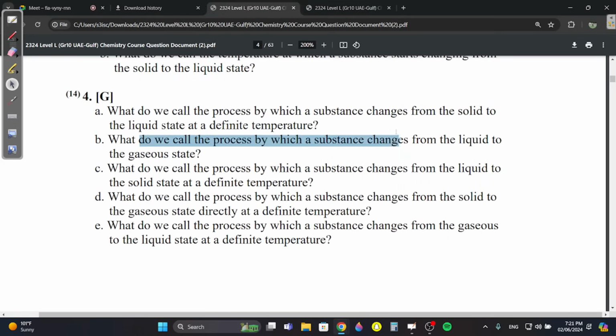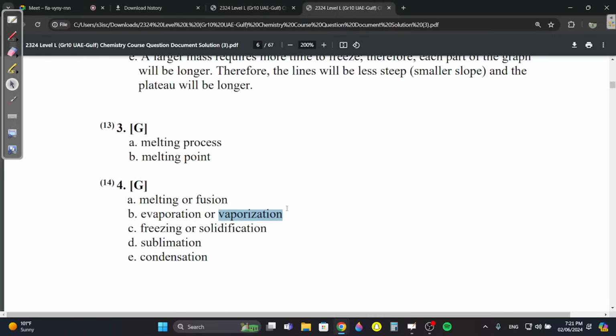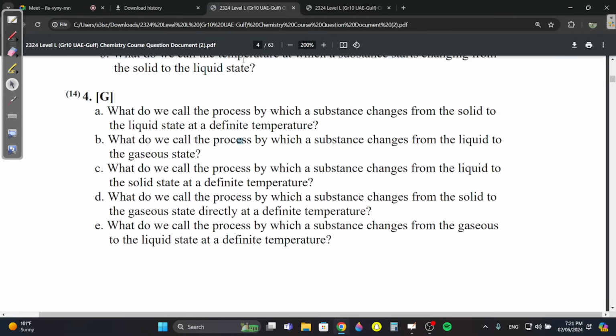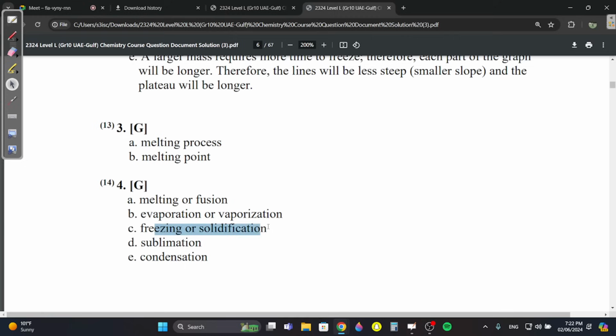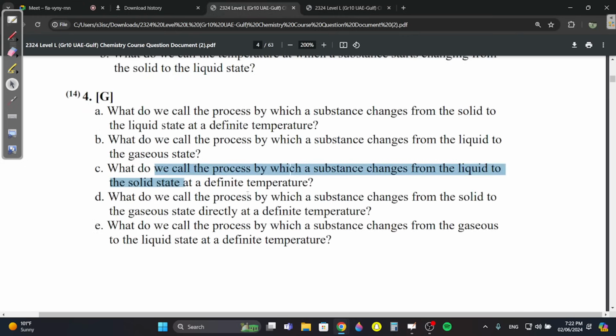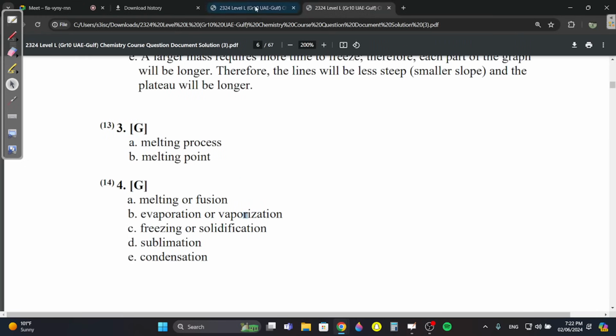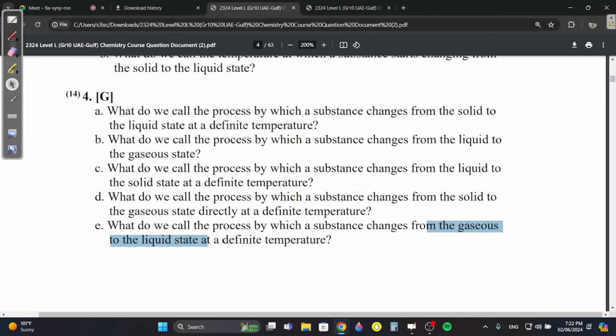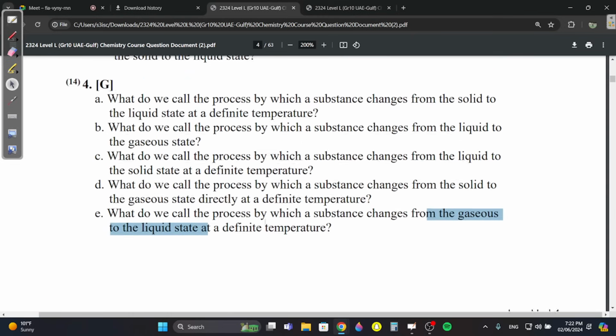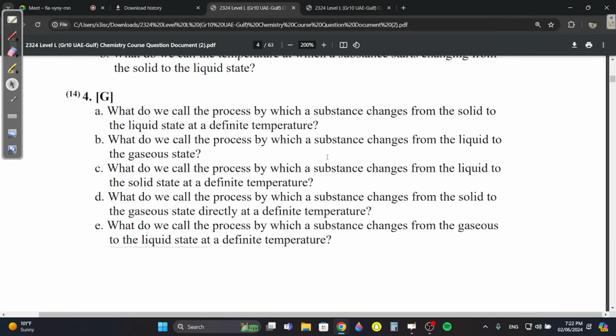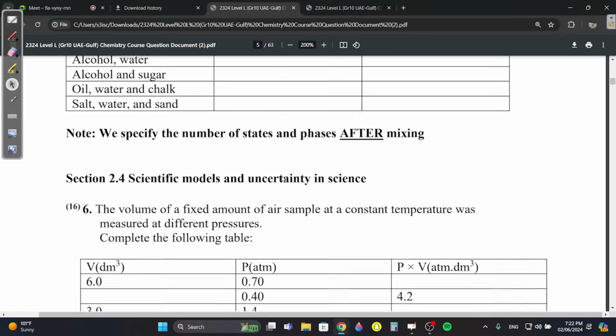What do we call the process by which a substance changes from liquid to gas? Obviously, evaporating or vaporization. What do we call liquid to solid? Obviously, freezing or solidification. What do we call solid to gas? Obviously, sublimation. And then gas to liquid, that's condensation. If they asked gas to solid, that would be deposition. So I don't know if that's required.